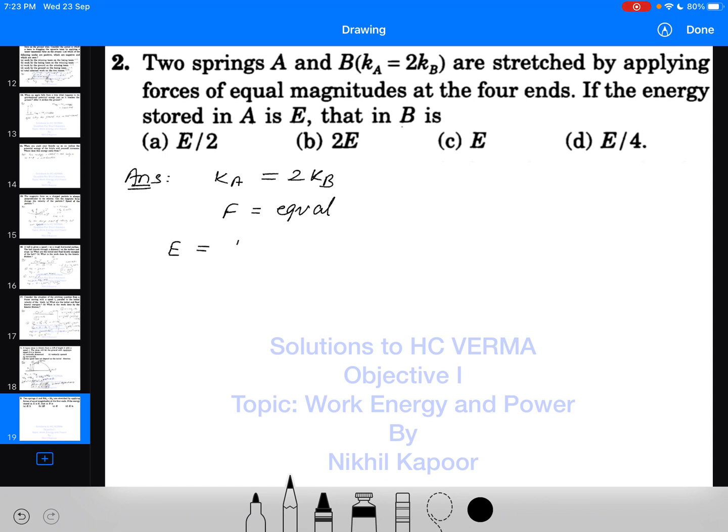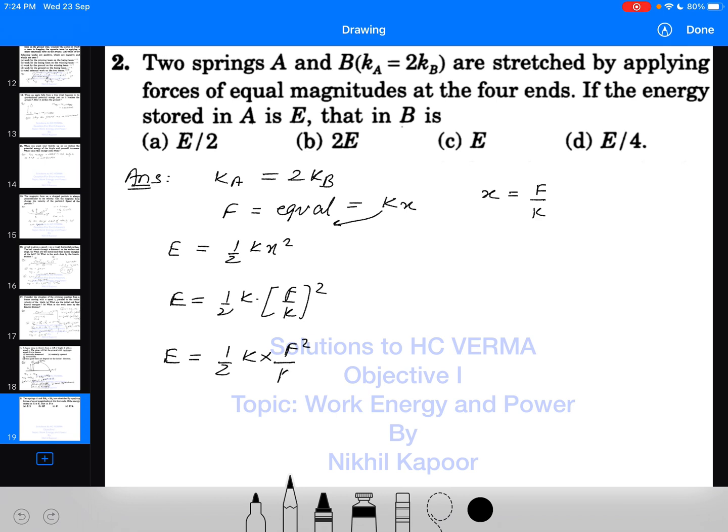The energy stored in a spring is given by half k x square. While when F force is applied, it would be equal to kx. So I can write x as F upon k. So this k will go there. So E will be equal to half k into (F upon k) square. So the energy stored will be equal to half k into F square upon k square.